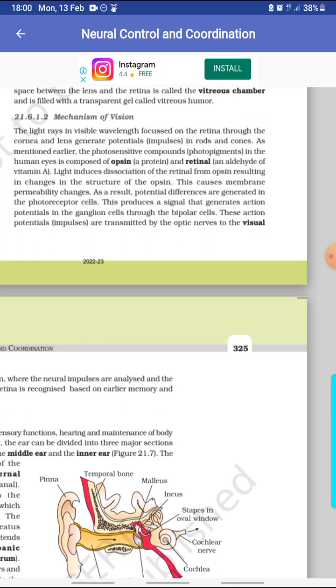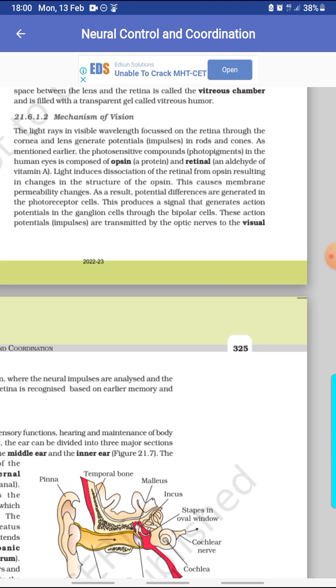Mechanism of vision. The light rays in visible wavelength focused on the retina through cornea and lens generate potentials or impulses in the rods and cones. As mentioned earlier, the photosensitive compounds or photopigments in the human eyes are composed of opsin, a protein, and retinal, an aldehyde of vitamin A.